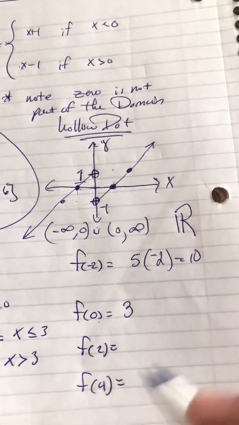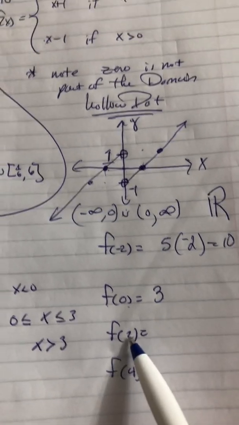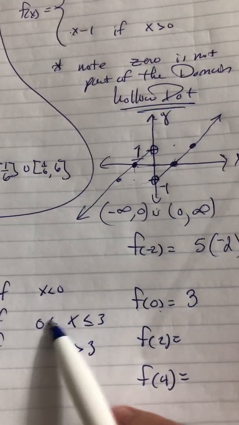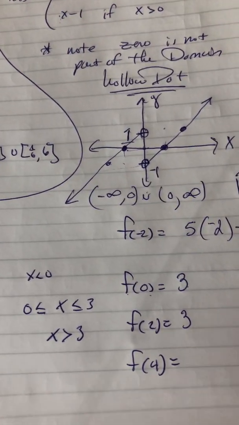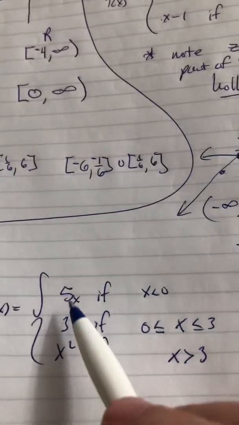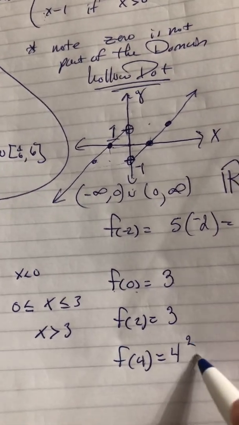There's no value to plug, or no variable to plug into, so we just take the constant and put it there. Same thing with the 2. 2 is in between the 0 and 3, so our y value is just 3. There's no x, there's no place to put the number, so it's just that rule. 4 is larger than 3, so we come over here and we say, oh, well, we take 4 and we square it, which is 16.